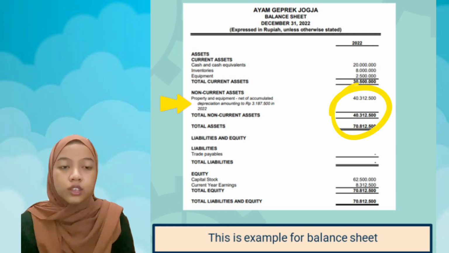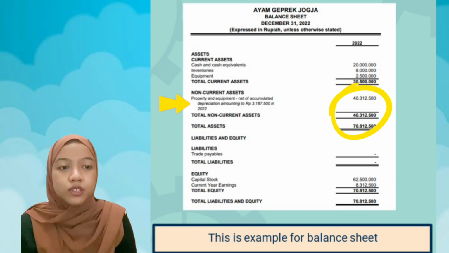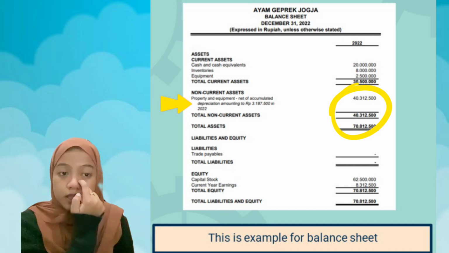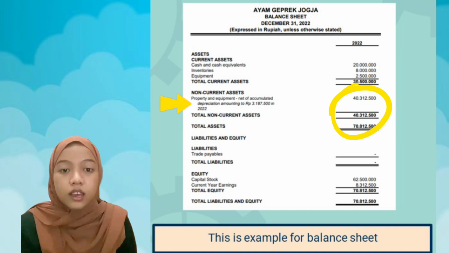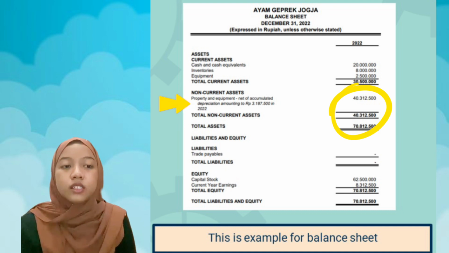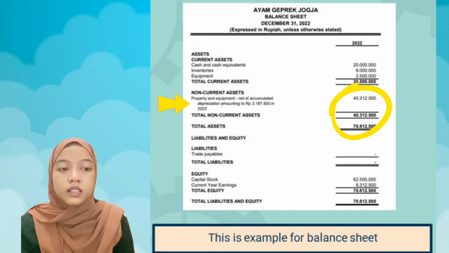Second, non-current assets. The non-current asset portion is property and equipment, net of accumulated depreciation amounting to 3,187,500 rupiah in 2022, which is 40,312,500 rupiah. And total non-current assets are 40,312,500 rupiah. So the total assets are 70,812,500 rupiah.